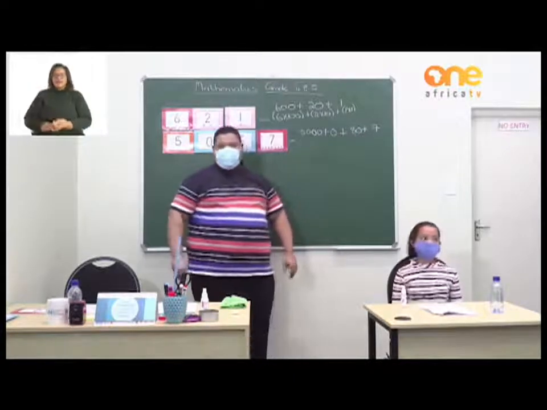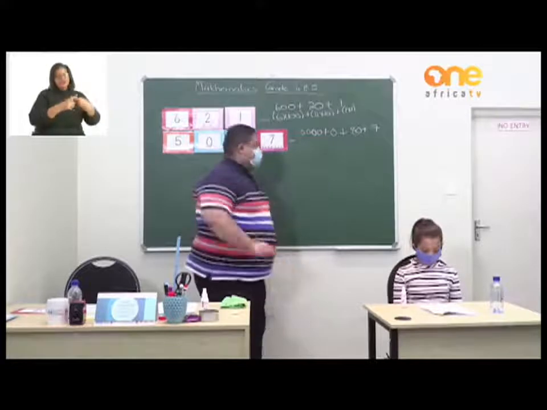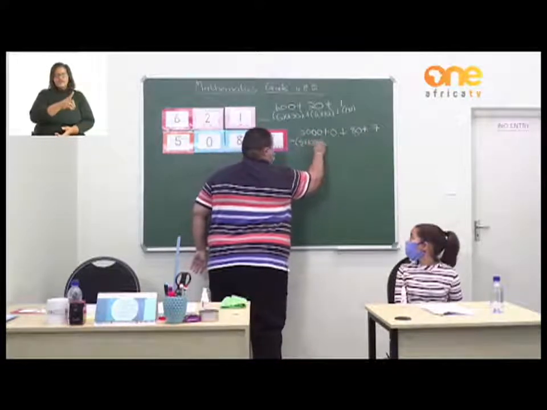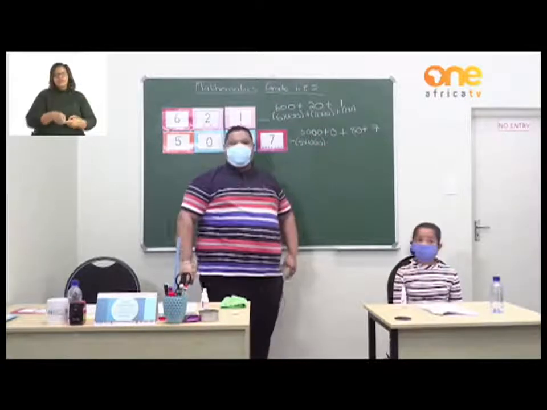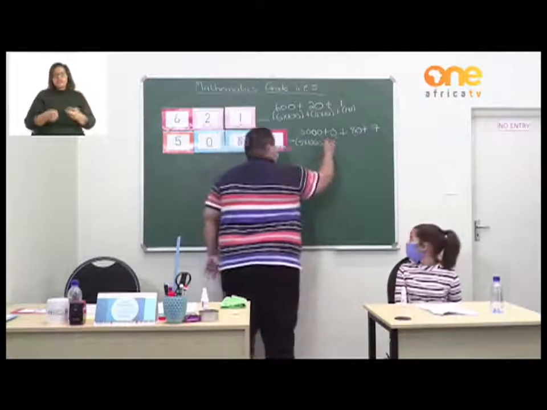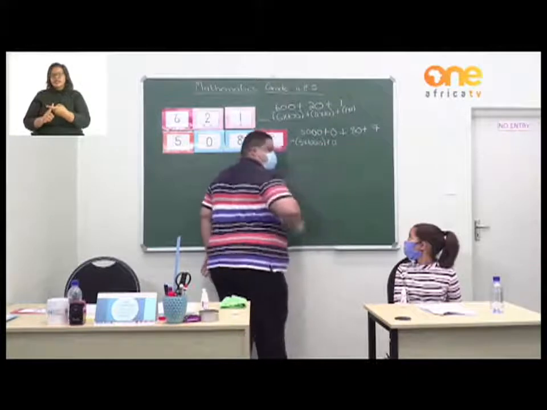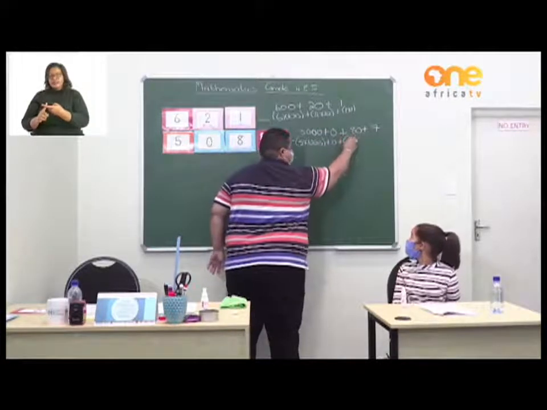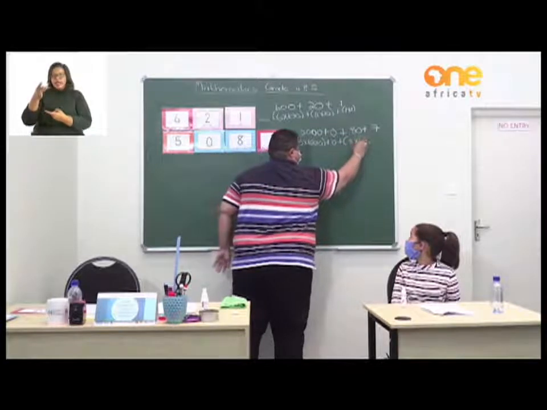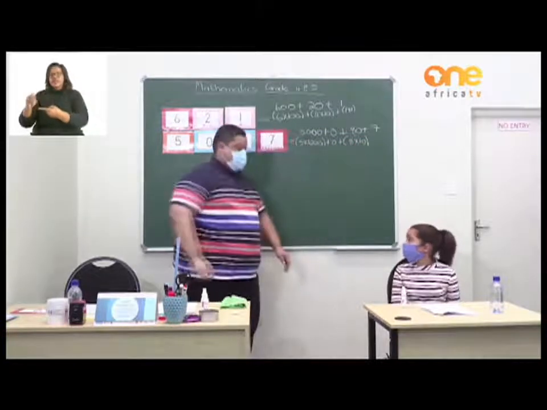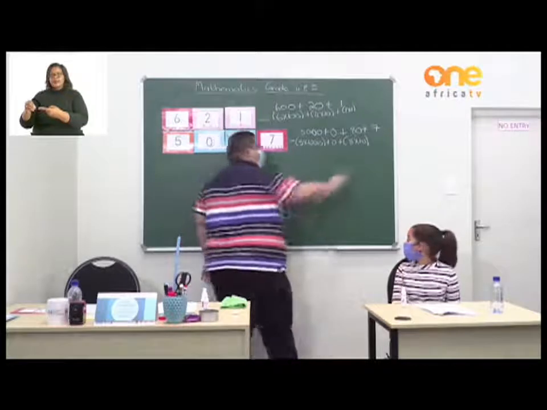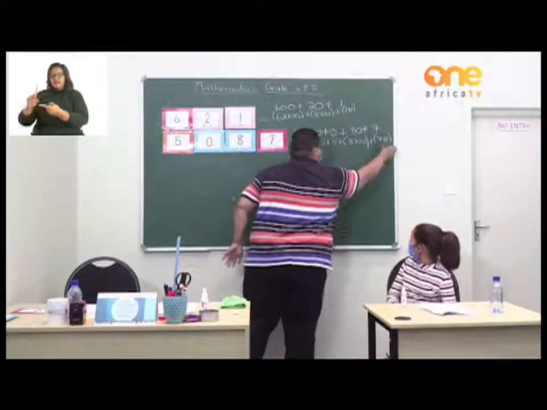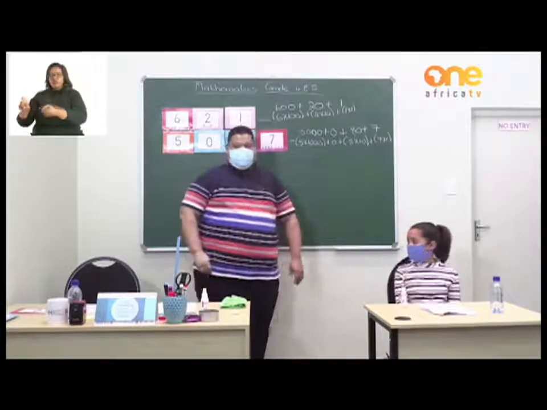Now let's try it with the multiplication. 5 times 1,000, that is equal to 5,000, plus, we just write 0 to indicate that there's no hundreds, plus 8 times 10, that is equal to 80. And then lastly, we have 7 times 1, which is equal to 7.